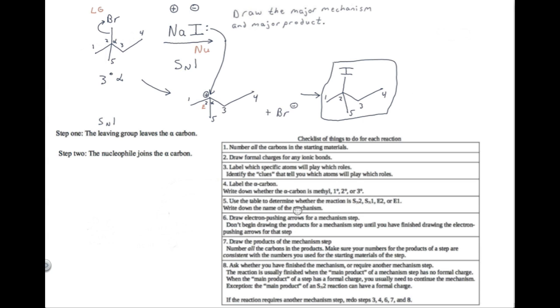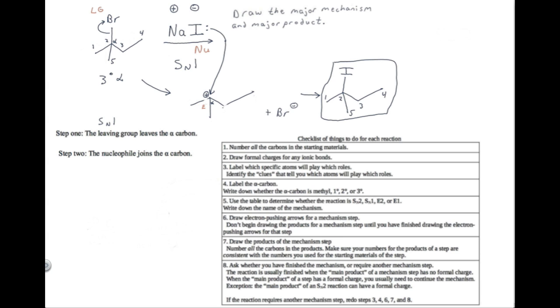So make sure you write down the name of the mechanism. Remember, don't begin drawing the products for each step until you've finished drawing the electron pushing arrow for the step. Also notice how we kept numbering the carbons, and make sure that your numbers are consistent. So for example, here would have been some bad numbers.